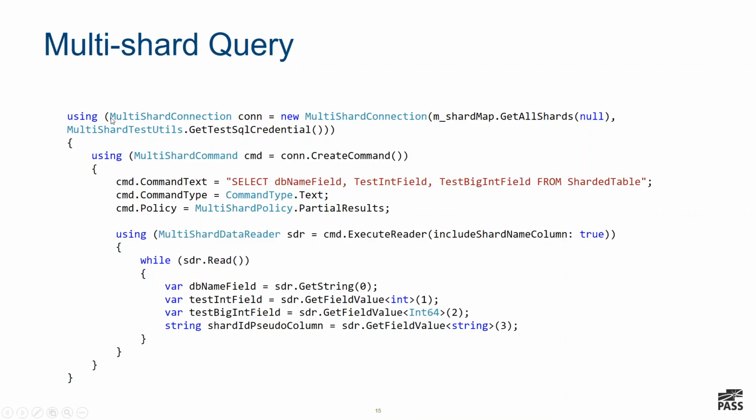And it's, again, a similar structure to the typical SQL code. Instead of a SQL connection, you have a multi-shard connection. Instead of a SQL command, you have a multi-shard command. And instead of a SQL data reader, you have a multi-shard data reader. These objects are pretty much aligned with the existing objects in the SQL code. The only thing is they are designed to act on multiple databases at one point in time and give you a union all result.